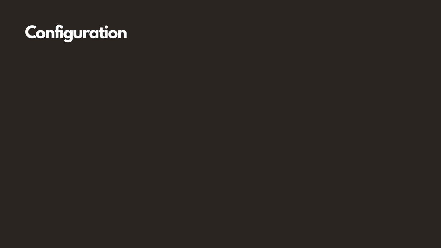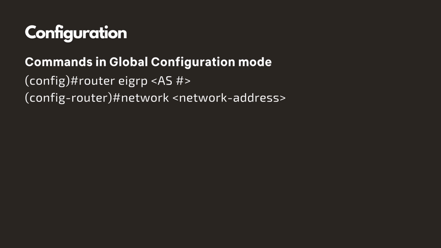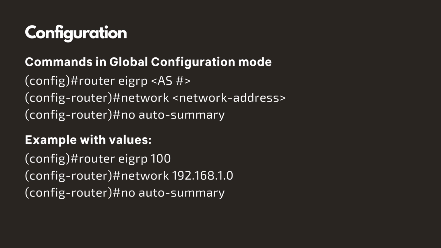Now let's check EIGRP configuration. To configure EIGRP, go to Global Configuration Mode and enter the following commands. Router EIGRP, AS number, network address, and no auto-summary to disable automatic summarization. Here is an example with values. The AS number should be the same on all routers in the EIGRP topology.